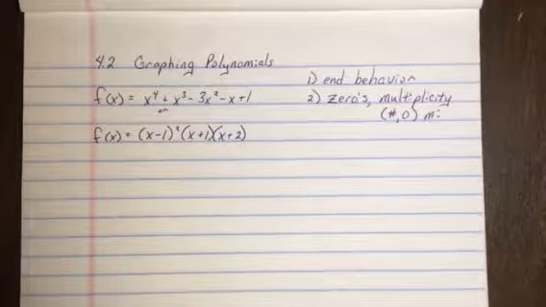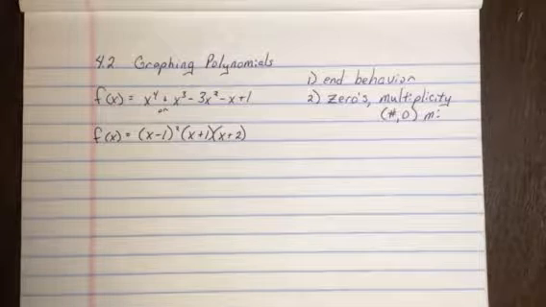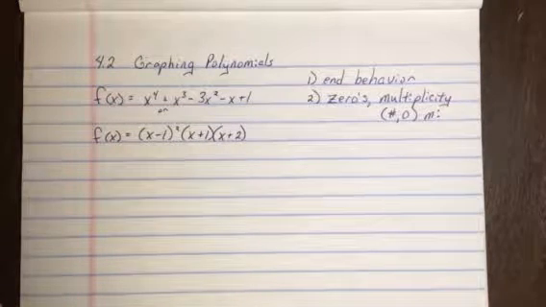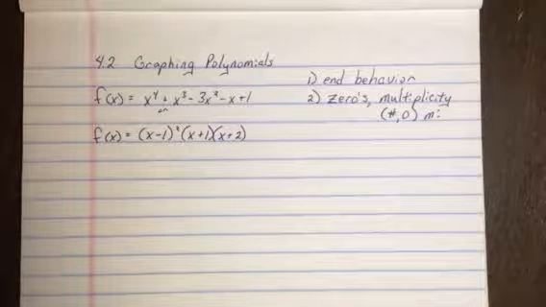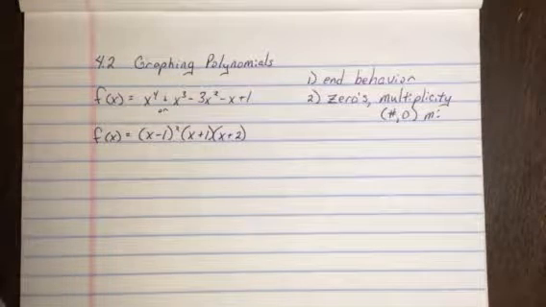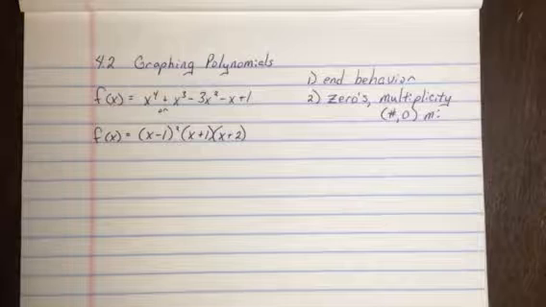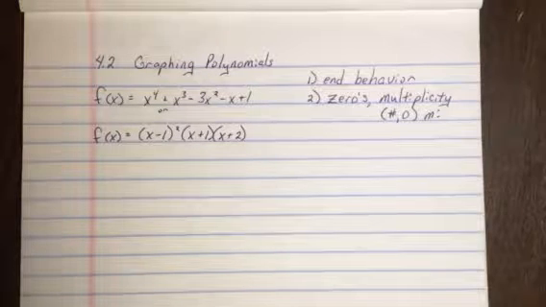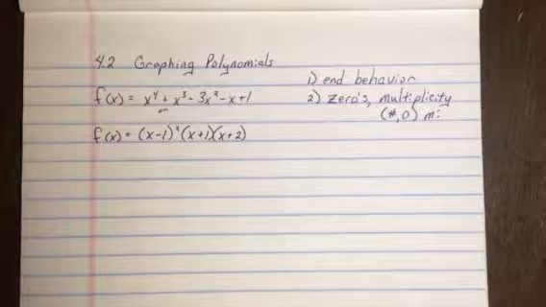Graphing polynomials, part 2. This time I'm going to talk about zeros and multiplicity and y-intercept. Second step of being able to graph a polynomial is finding zeros and multiplicity. Now, we spoke previously in last section about what is zeros and multiplicity.